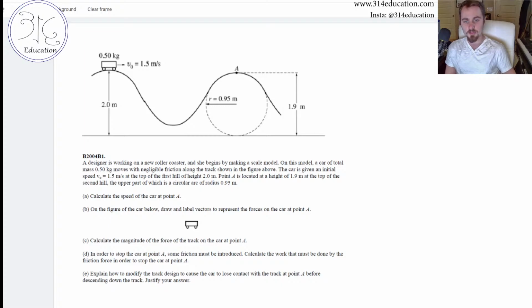The car starts out with an initial speed V0 of 1.5 meters per second at the top of the first hill of height 2 meters. Point A, located across, the height is 1.9 meters in the upper part of the circular arc, which is 0.95 meters. Cool. So we want to calculate the speed of the car at point A. And to do that, we'll work out the kinetic energy at that time. So the kinetic energy at that time is some 1/2 mv squared. We want to find this v.